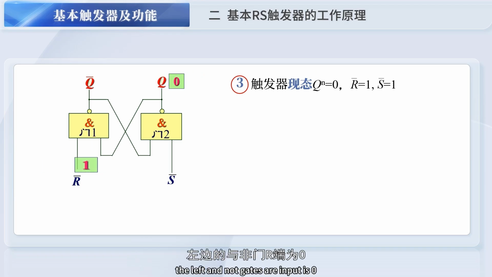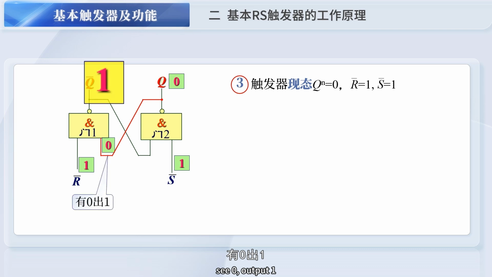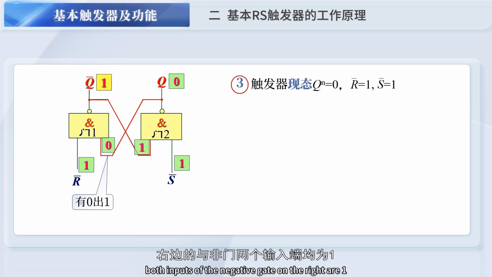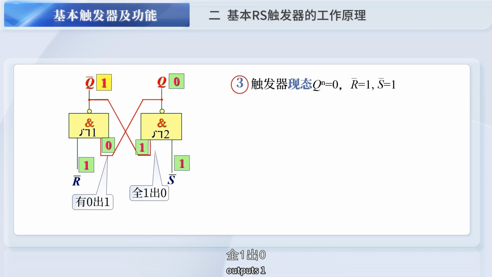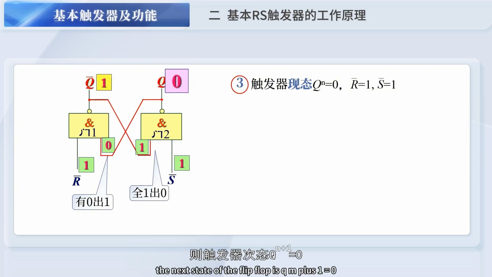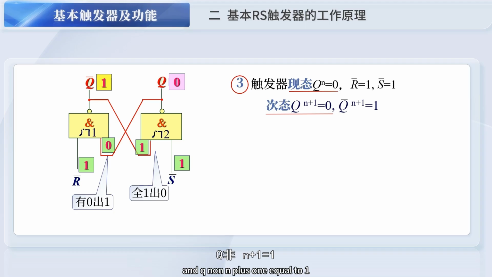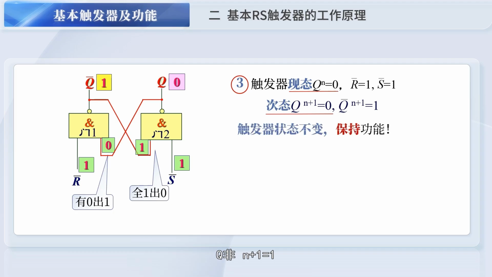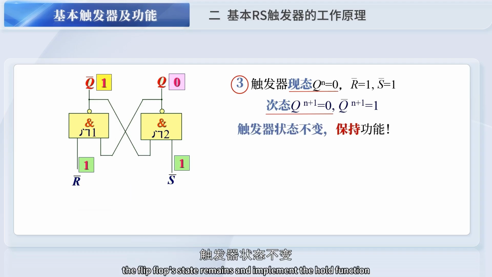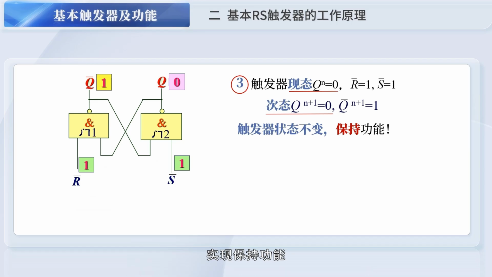The left NAND gate's inputs are 0 and 1, so it outputs 1. Both inputs of the NAND gate on the right are 1, so it outputs 0. The next state of the flip-flop is Qn+1 equal to 0 and Q̄n+1 equal to 1. The flip-flop state remains unchanged and implements the hold function.